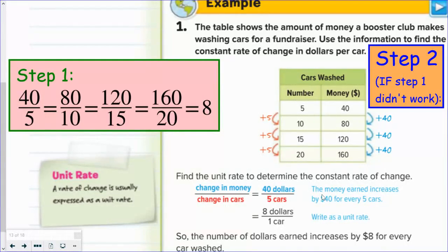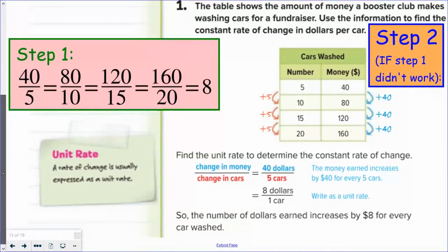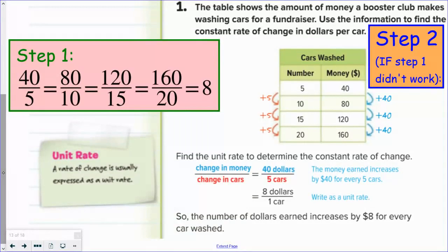Okay, so we find the unit rate when we went through this. So it goes up, changes 40 from our y. Remember, we're always taking our change in y over our change in x. And then it increased by 5, adding 5 every time. So that tells us our unit rate, when we go from this point to that point, is $8 per car. So the number of dollars earned increases by 8 for every car washed.